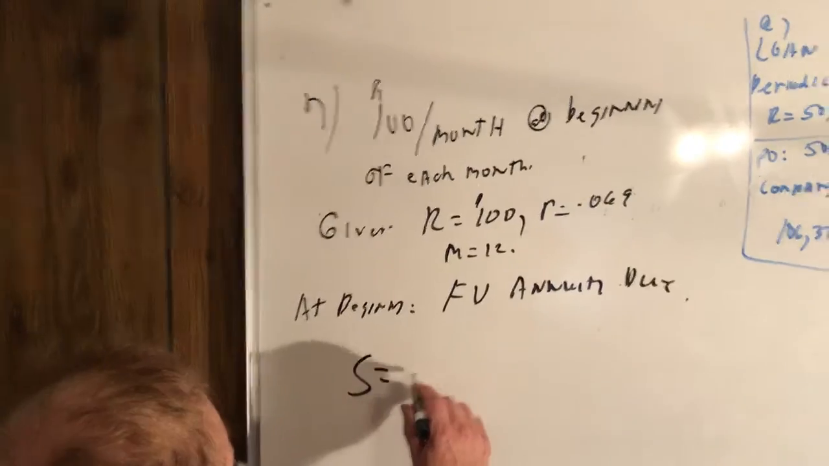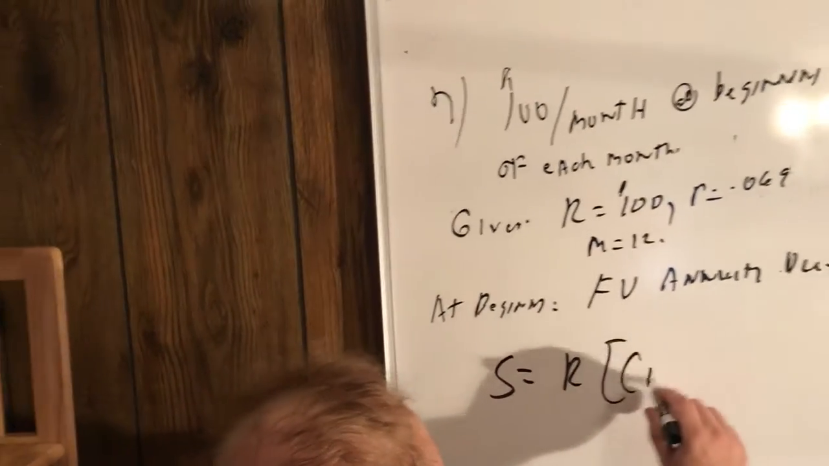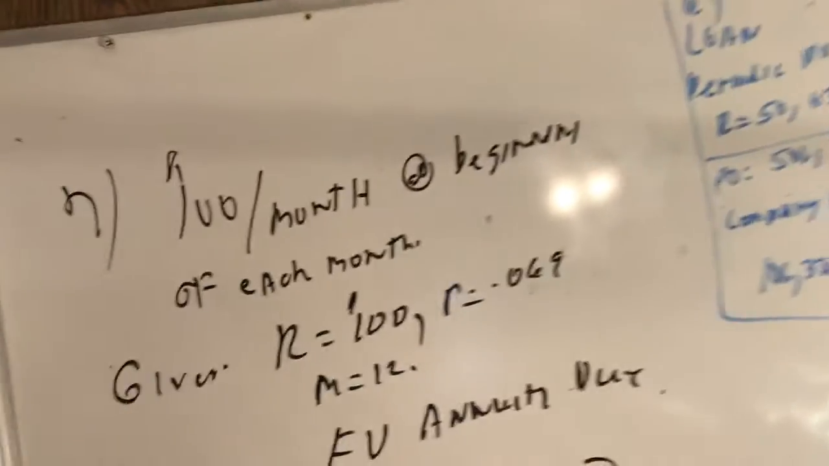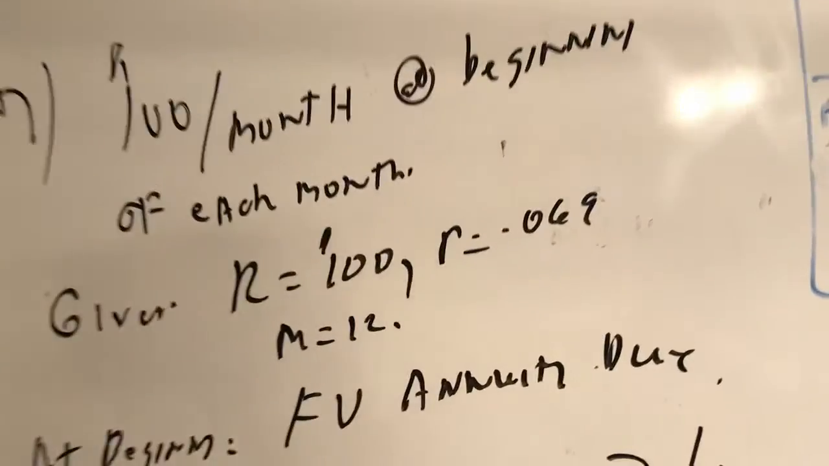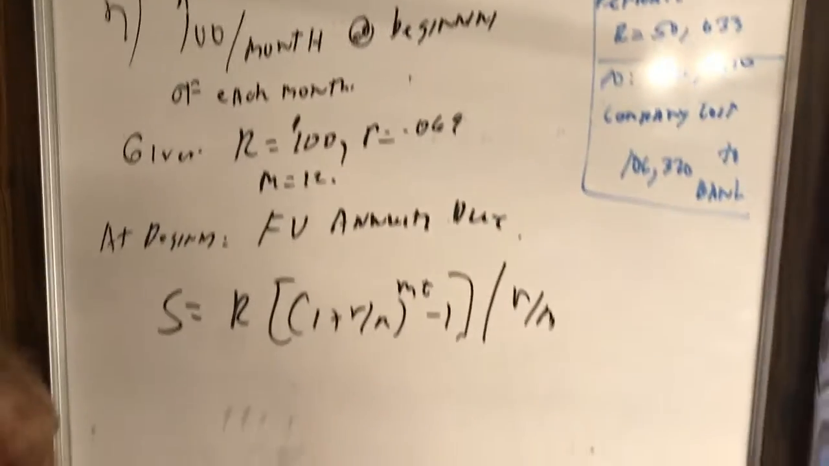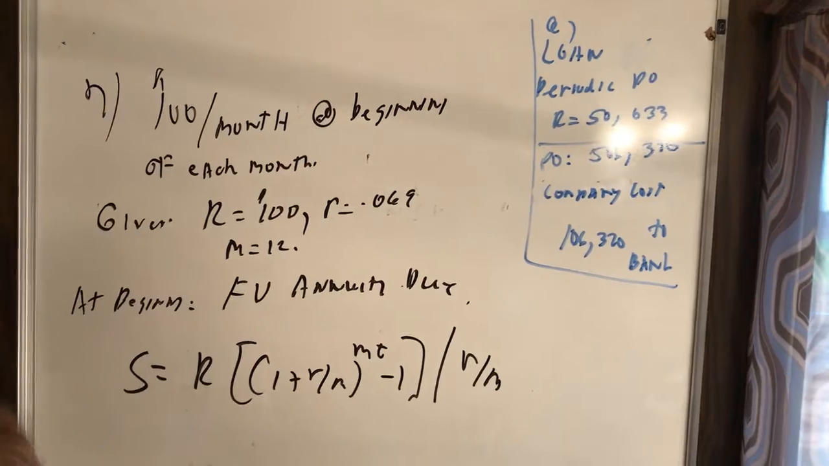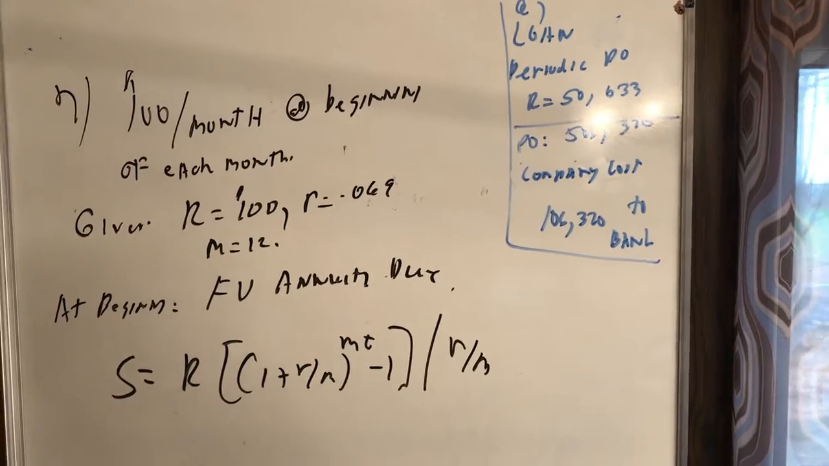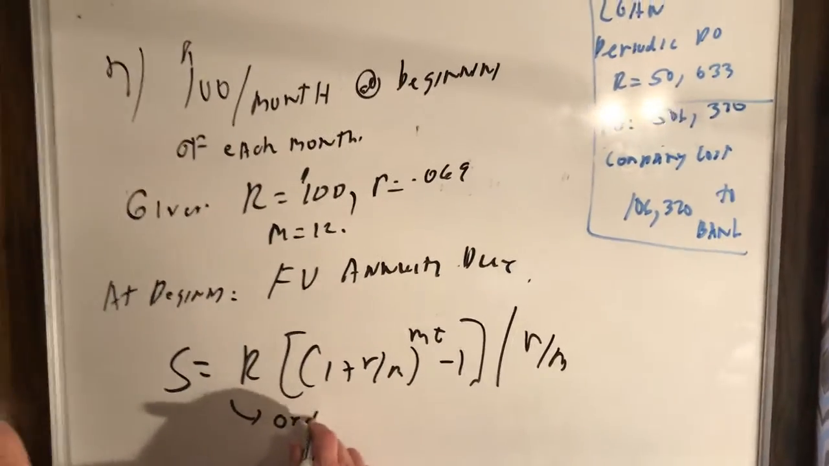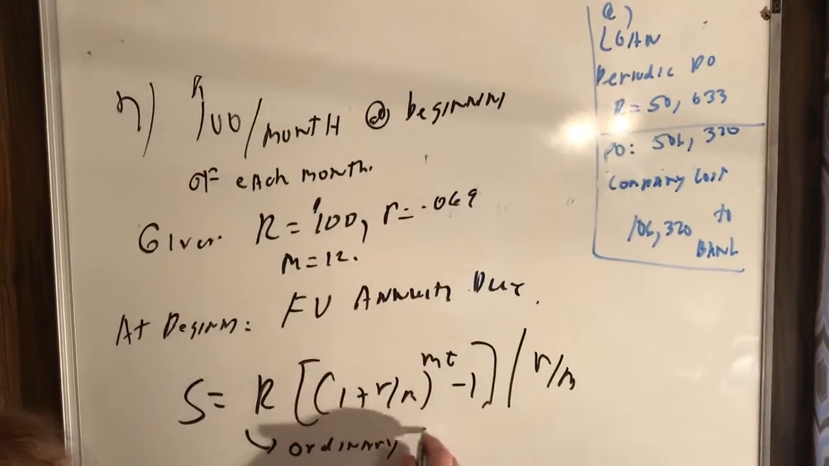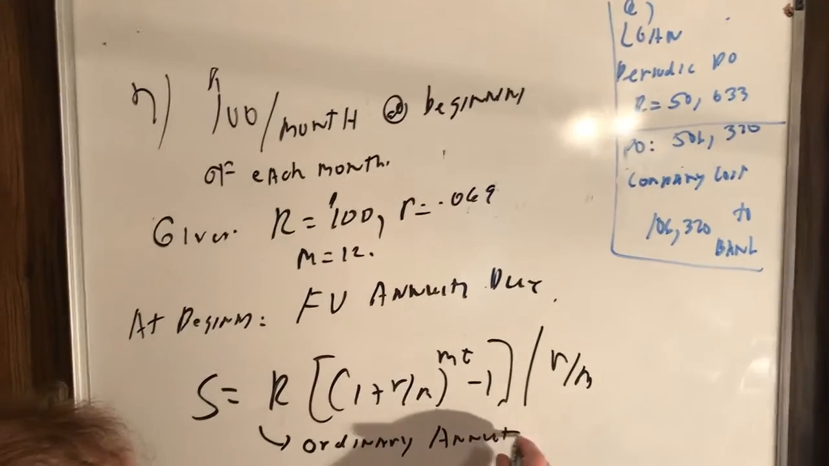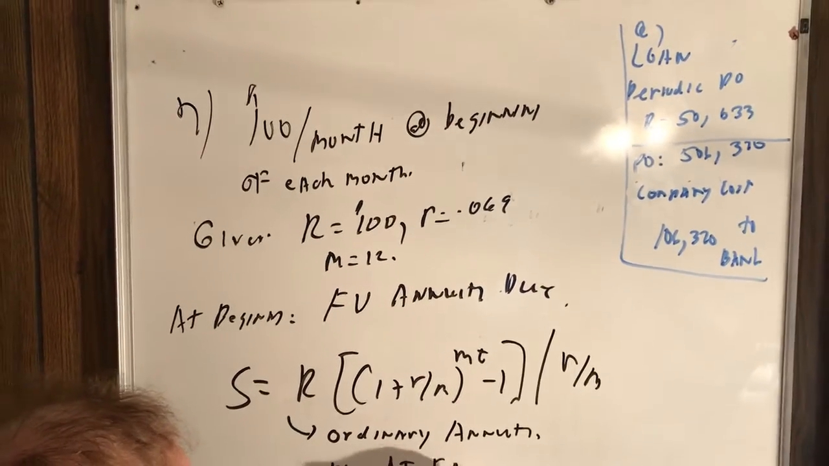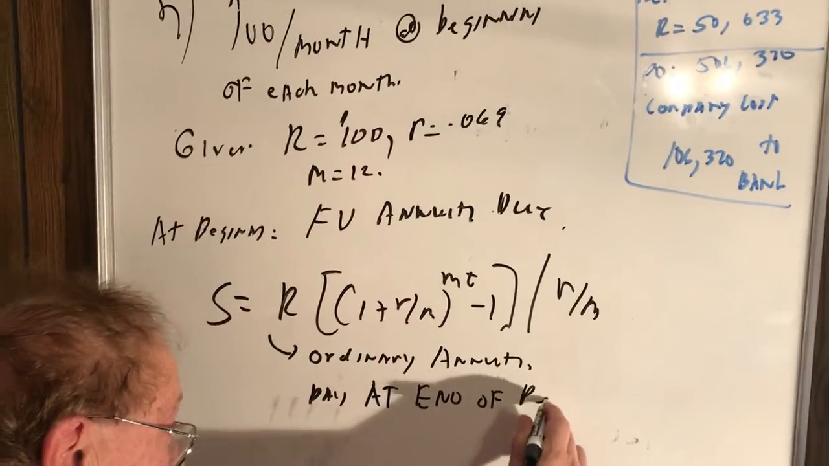Okay, so S equals R times 1 plus R over M to the MT, minus 1, divided by R over M. There's another eraser on the shelf there for you. Wait, is there? It was behind the... Oh, good. Okay. But this is the payment at the end of the month. So this is called an ordinary annuity. A lot of you use this, and it's not true, because with an ordinary annuity, you pay at the end of the month, or end of the period, whatever the period is.